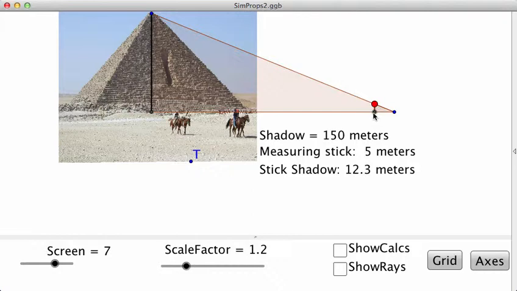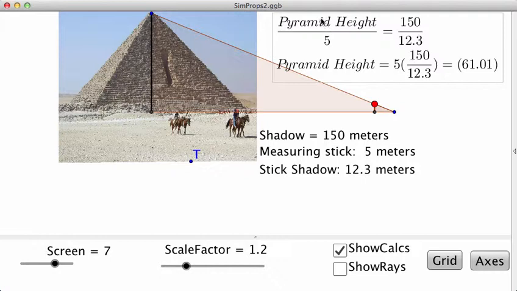So suppose you set your stick in the ground here, and your stick has a height of 5 meters, and it casts a shadow of 12.3 meters. So that would be the distance from here to here. Similarly, you measure the length of the shadow of the pyramid, and you find that it has a shadow of 150 meters in length. So now we have 3 measures for these triangles. We're missing only the measure of the height of the pyramid.